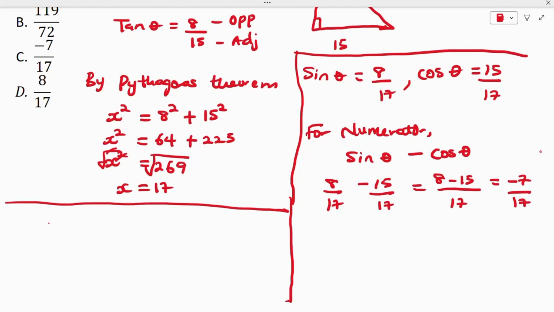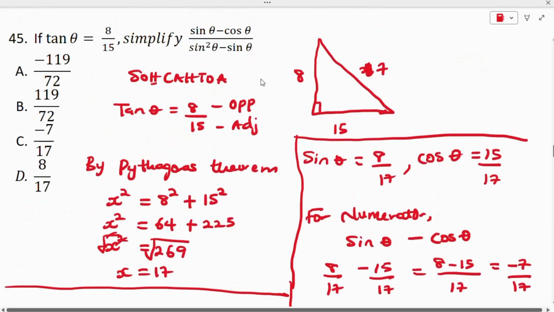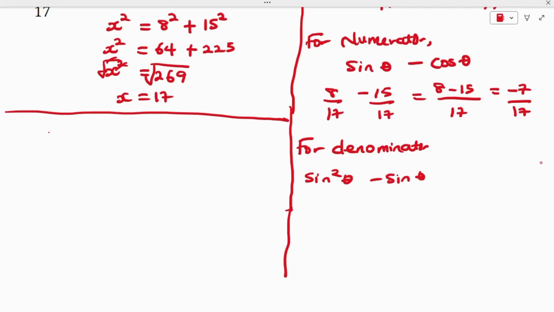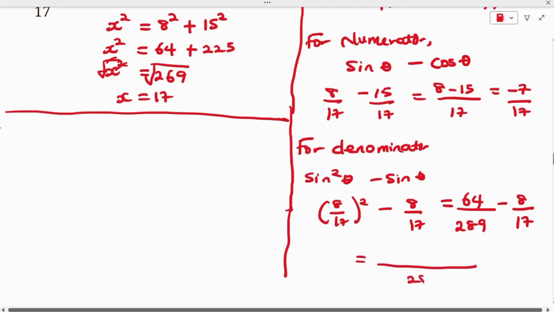So that is the numerator. Now for the denominator, we are to find sin squared theta minus sin theta. Sin squared theta is (8 over 17) all squared, minus sin theta, which is 8 over 17. This is equal to 8 squared, which is 64, divided by 17 squared, which is 289, minus 8 over 17. The LCM is 289.